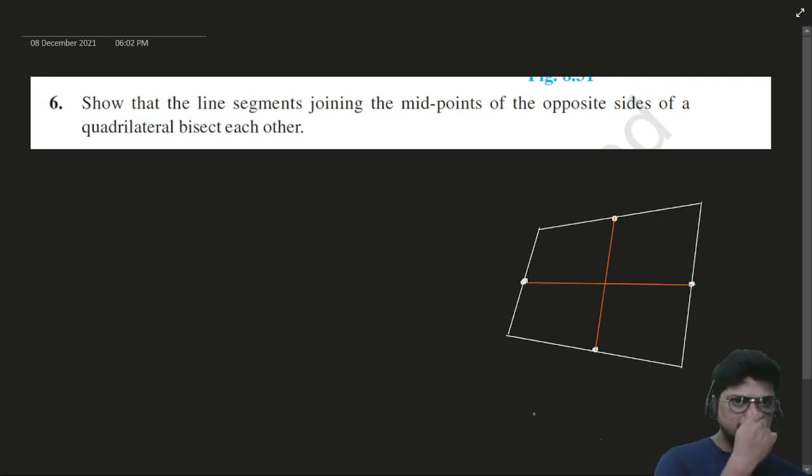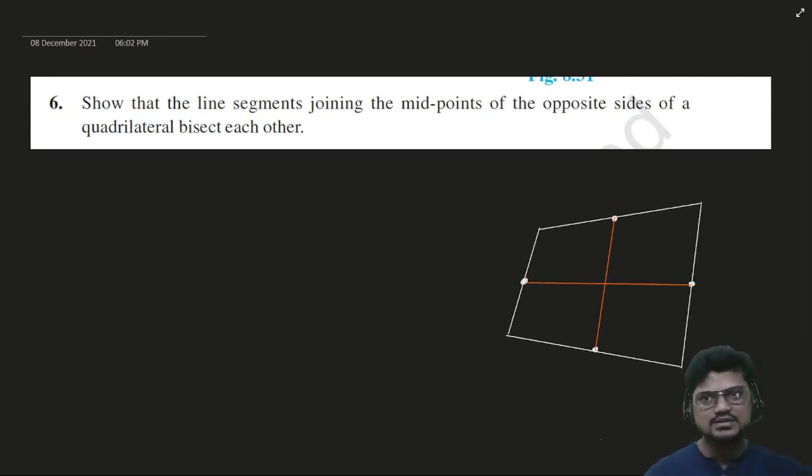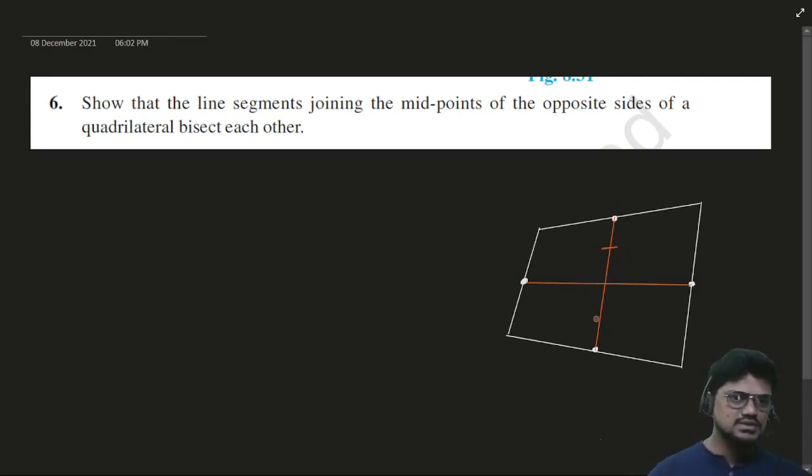Okay, the midpoints of the opposite sides of a quadrilateral bisect each other. That means this side is equal to this side and this side is equal to this side. How can we prove this? Anyone over here? Can anyone tell me how we can prove this?